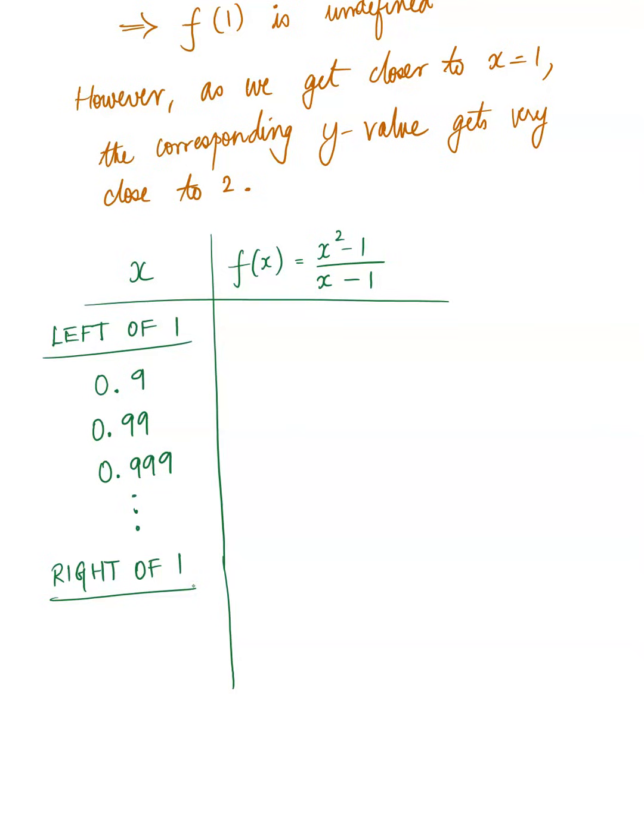So if it is to the right of 1, it is right after 1. So 1.1, 1.01, 1.001, right?